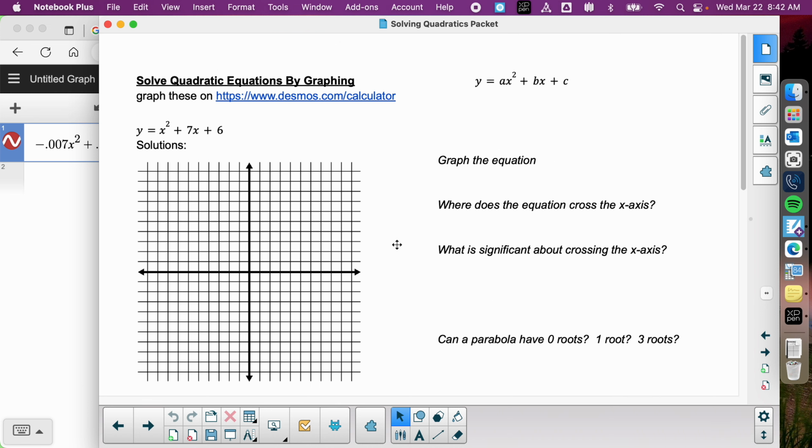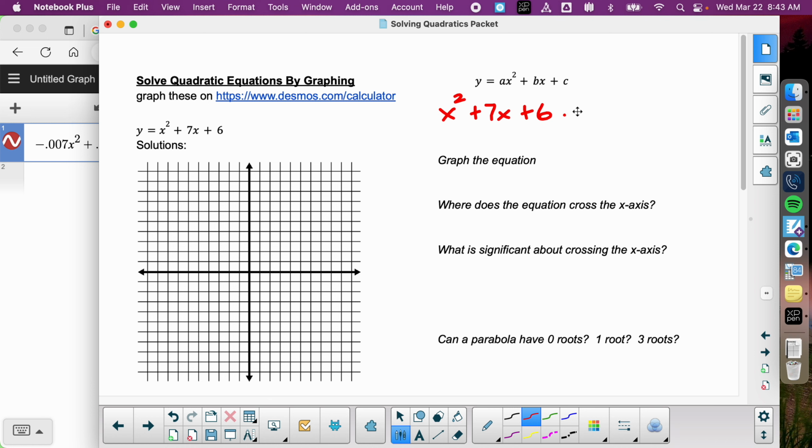So if you get to this next page, it says, solve quadratic equations by graphing. Now, it doesn't make it super clear here. What we're trying to solve is if you have this equation that's written on the left, and it's equal to zero, and you're trying to find answers for x. That's what we're actually trying to solve.